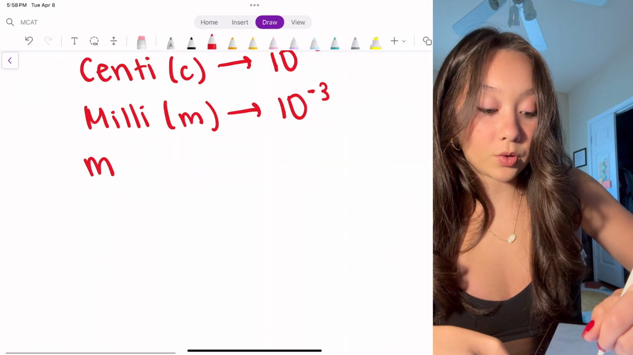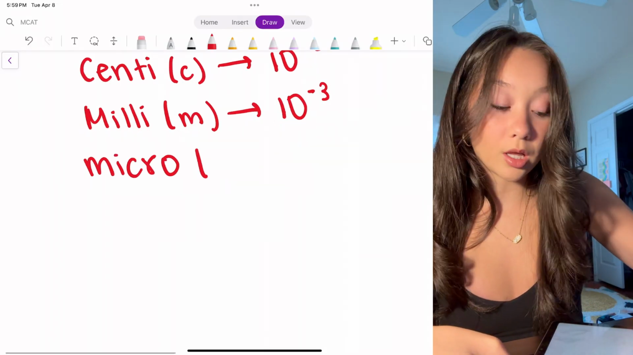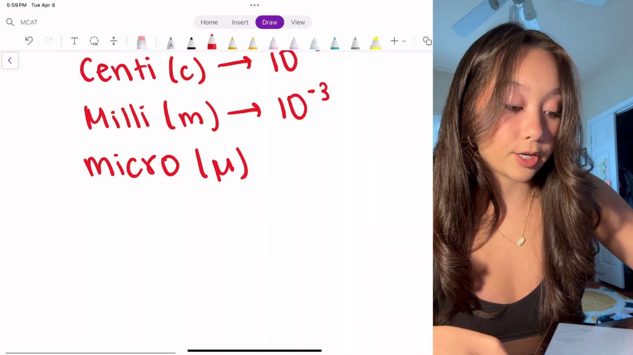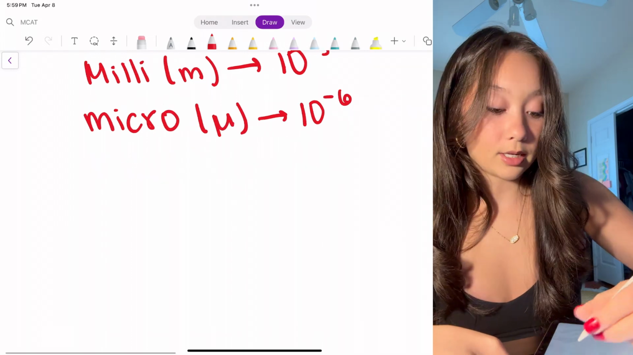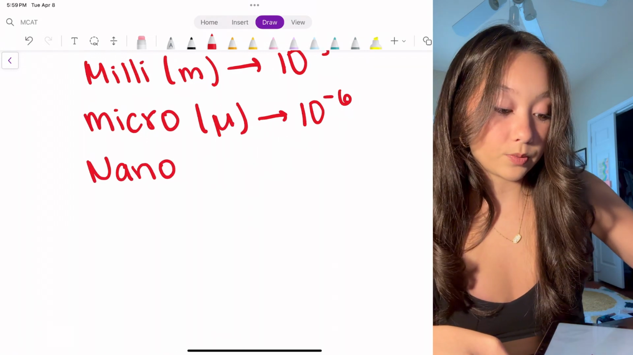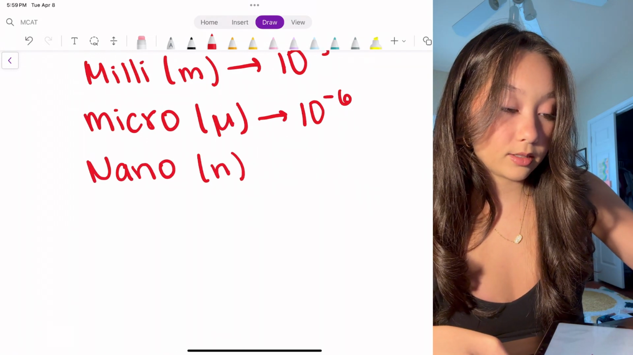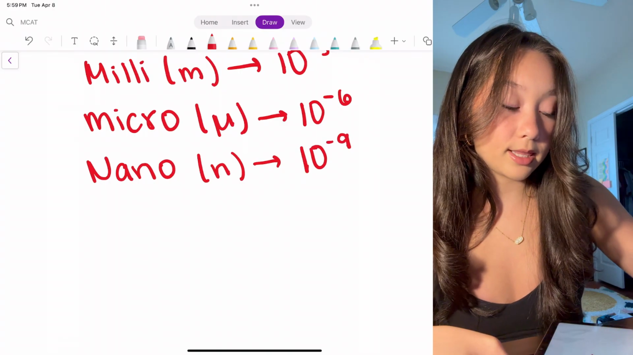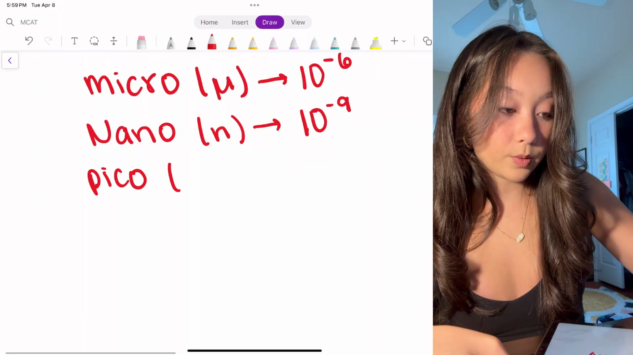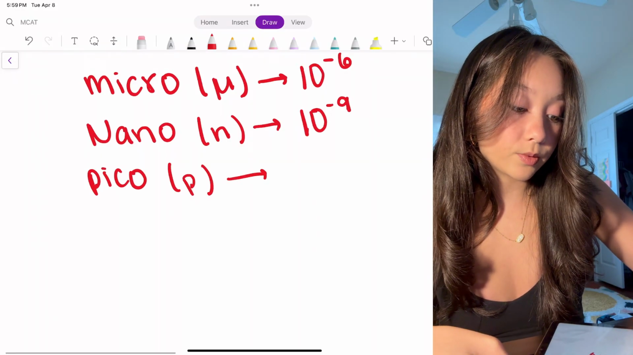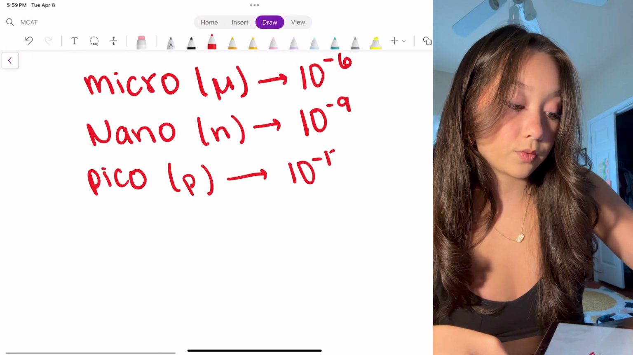All right, micro. This one is used a lot. This is used by the letter mu, is what that is called, and that is 10 to the negative 6. Now we get down to nano. This one is just a lowercase n, 10 to the negative 9. And then the very last one that we are going to discuss is pico. Pico is a lowercase p, and that is going to be 10 to the negative 12.